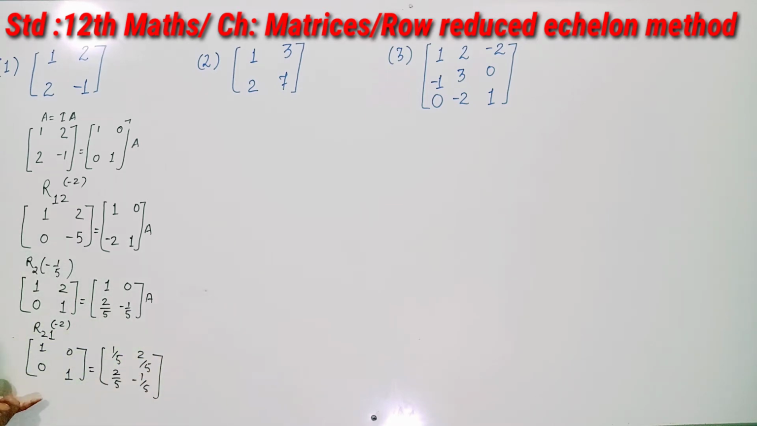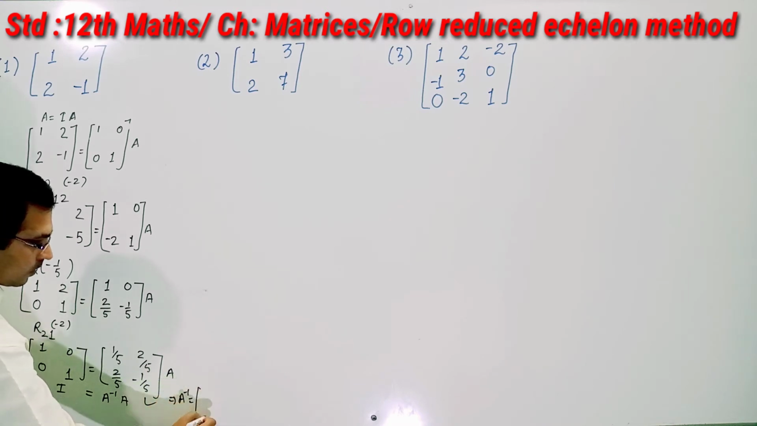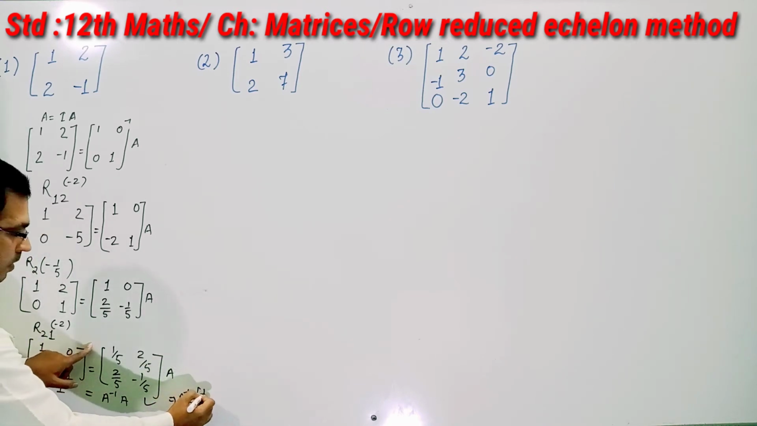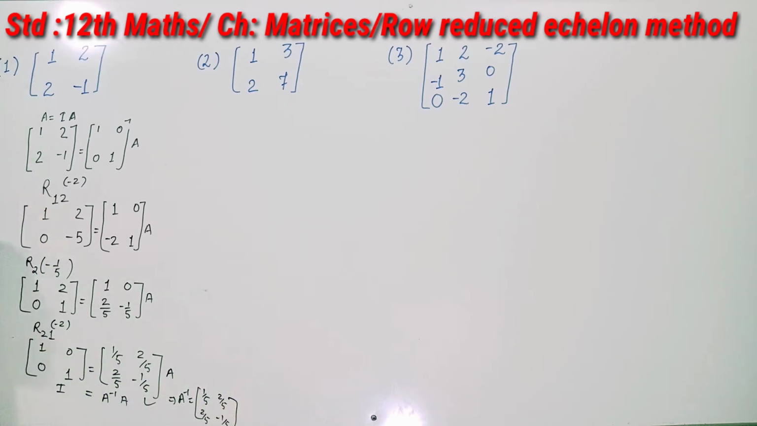Okay, students. So now, this is the identity matrix. So the identity matrix, we know that A inverse into A. So what is our answer? This is A inverse. So in this way we can write A inverse is equal to 1 by 5, 2 by 5, 2 by 5 and minus 1 by 5. Students, this is our required result. Okay, now moving to the next question. Same things you will have to do over here.